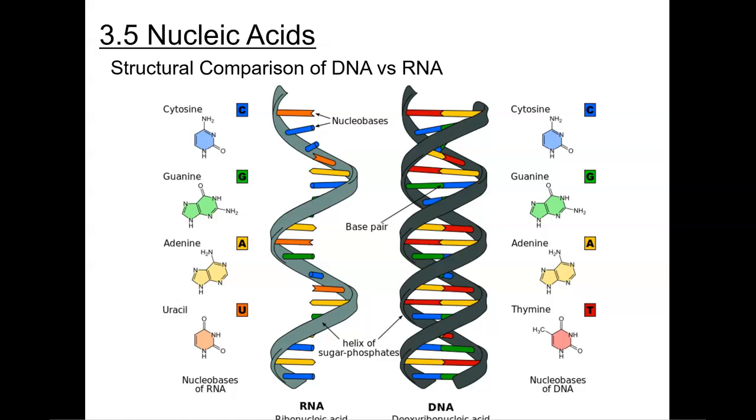Structural comparisons that we can see here. With RNA, you're going to have one strand. You have C, G, A, and U. With DNA, you're going to have a double strand, and you're going to have C, G, A, and T. Also, RNA is going to be made of ribose sugar. DNA is going to be made of deoxyribose sugar.